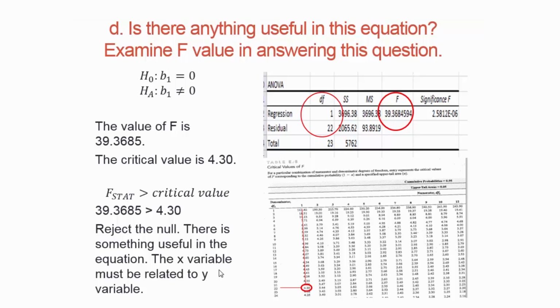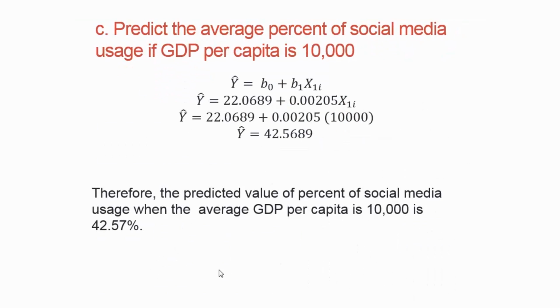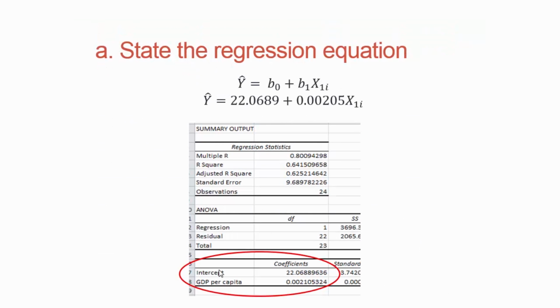That's part D. Part E, provide the coefficient of determination using the adjusted value and interpret its meaning in the problem. Okay, so R squared is the sum of squares for the regression divided by the total sum of squares. We go back over here and we can see it: 0.6415. The adjusted value is actually 0.6252 is the number.